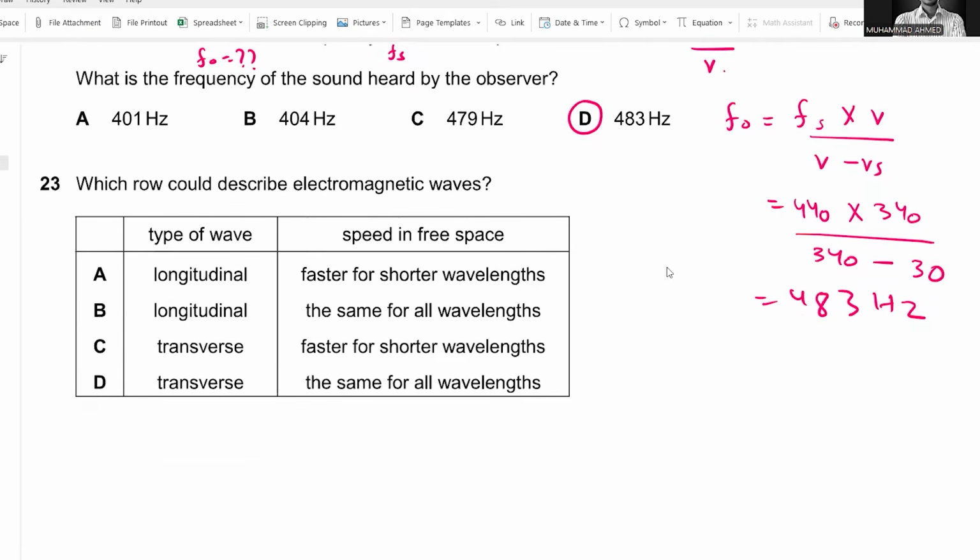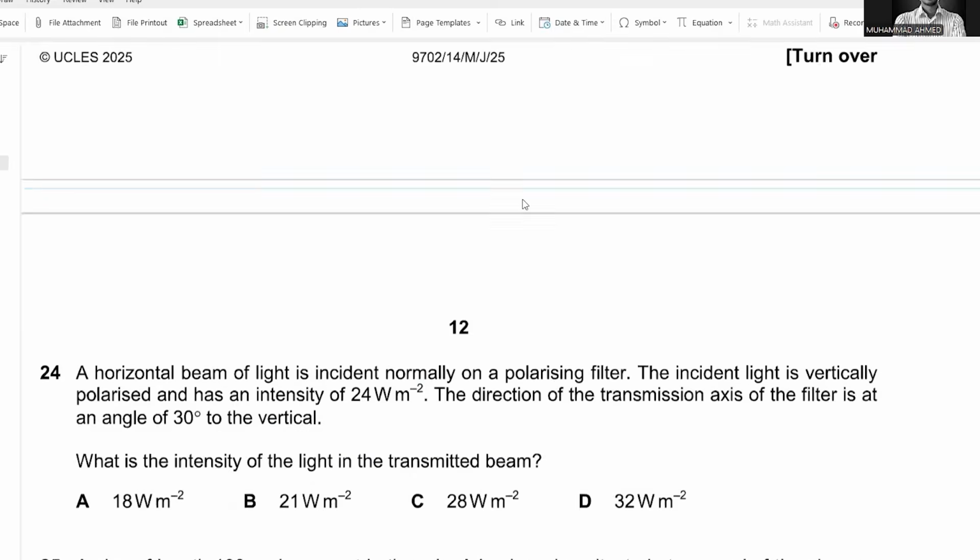Chalo ji. Which row describes electromagnetic waves? They are transverse waves and they all travel with the same speeds. D is your answer again. Let's move ahead.